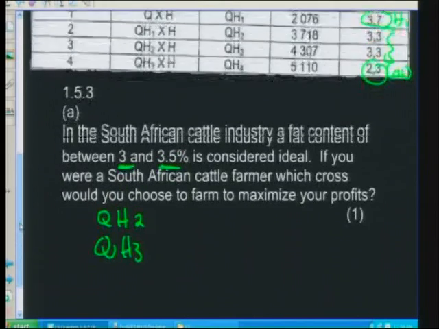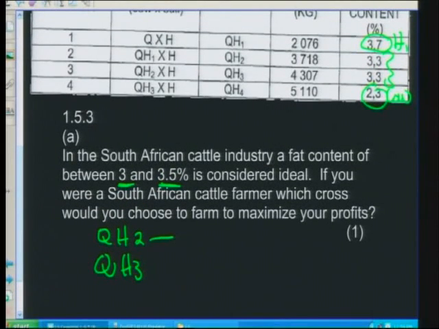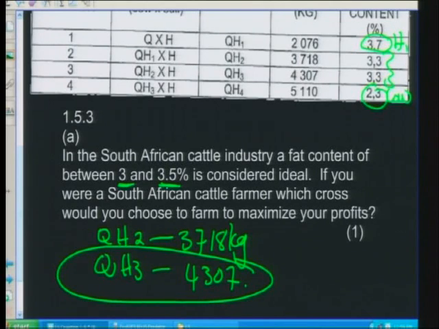Why would we prefer QH3? Because QH2 is only going to give us 3,718 kilograms, whereas QH3 is going to give us 4,307. So which cattle would we choose? We would choose QH3, which would yield 4,307 kilograms of milk with a fat content of 3.3%. And that should be perfect for us.